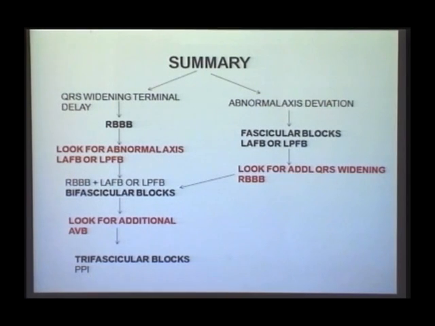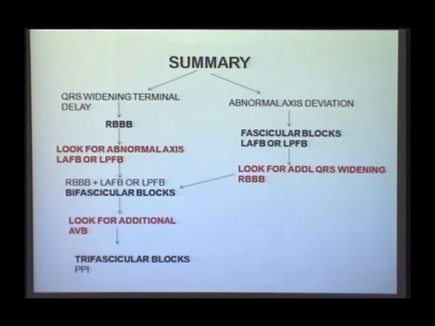So this is the summary. Let us imagine, first I am diagnosing a fascicular block because of the abnormal axis deviation. My axis deviation is left, so I have looked for a left anterofascicular block. So I am diagnosing a fascicular block, either left anterofascicular block or, by ruling out all the other causes, left posterior fascicular block. Once you diagnose that, I must look for additional QRS widening of right bundle branch block. So when the right bundle branch block is there, I am diagnosing a bifascicular block.